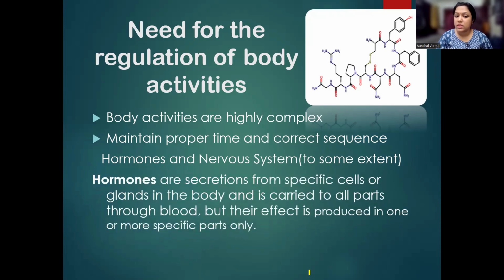What are hormones? Hormones are secretions from specific cells or glands in the body and are carried to all the parts through blood. But their effect is produced in only one specific part. That means hormones are not released at the target site. It is released near the gland and it is transported through the blood to the target site. That is what hormones is all about. That is the difference between enzymes and hormones. Enzyme is released wherever it is needed. For example, in the digestive system, certain enzymes are released where they are needed. But hormones are released at the endocrine glands, and then they are released in the blood in small amounts, and travel through the blood to the target site to bring out the action.